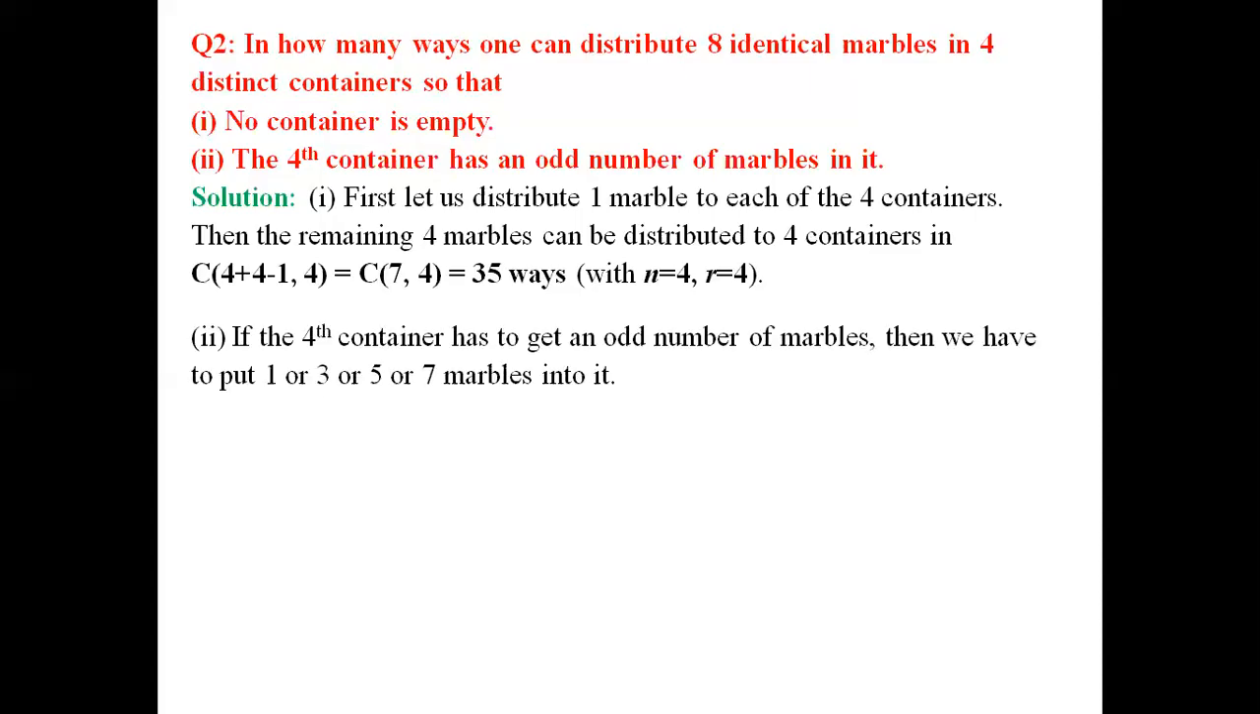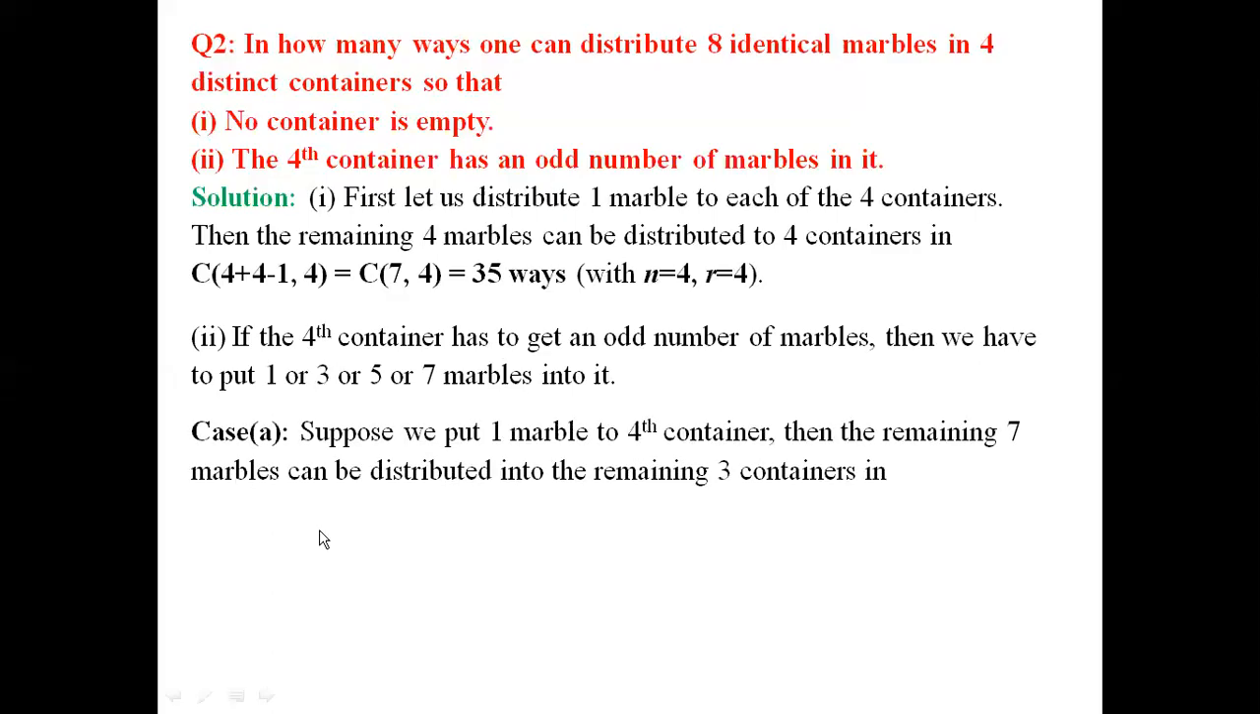So let us look at those cases. If the fourth container has to get an odd number of marbles, then we have to put either 1 or 3 or 5 or 7 marbles into it. Let us discuss those cases one by one. First case, I call it case A. Suppose we distribute 1 marble to the fourth container, then the remaining 7 marbles can be distributed into the remaining 3 containers in C of 3 plus 7 minus 1 comma 7 ways.